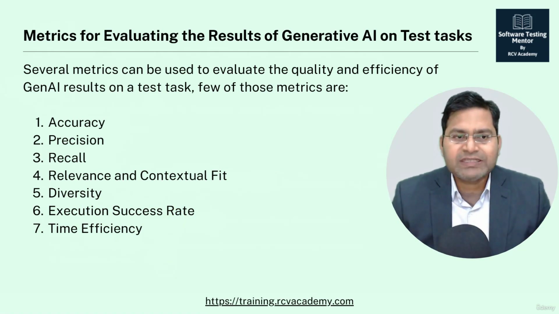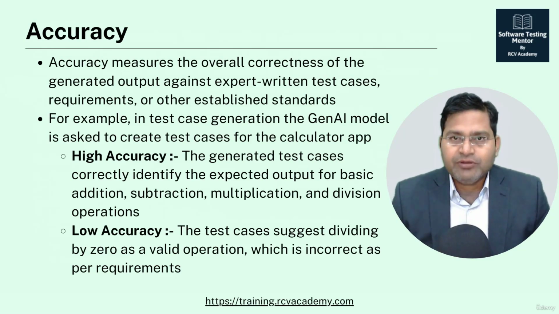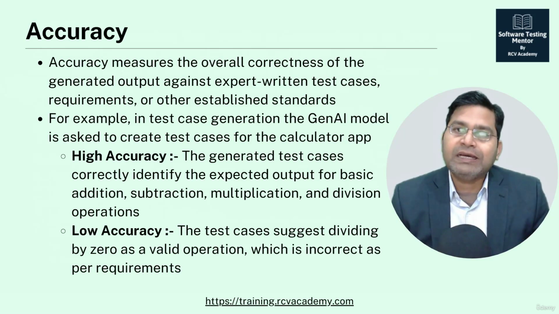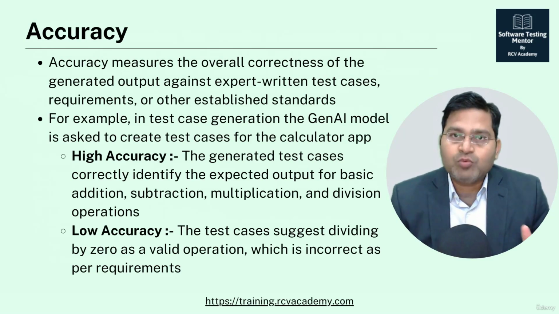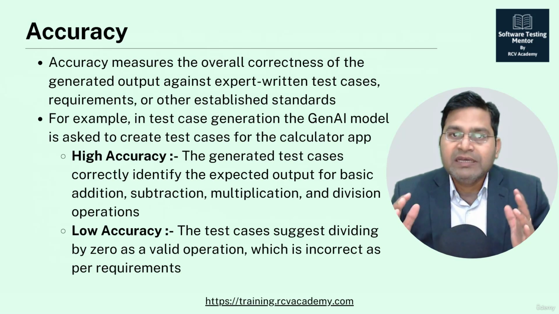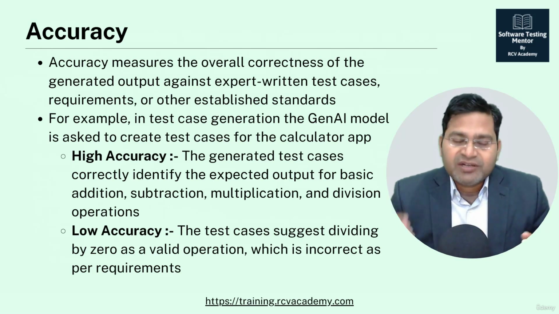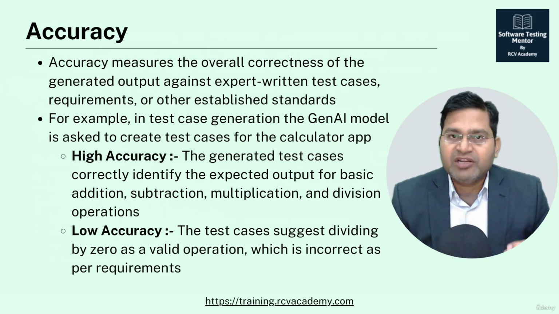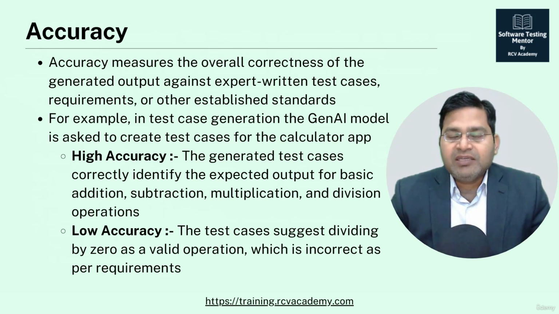So let's understand what exactly accuracy is all about. So accuracy measures the overall correctness of the generated output against expert written test cases. Whatever expert written requirement, whatever format you have, whatever quality of test cases you have, or established standards of documentation you have for the testing team, is the output generated by the generative AI for your testing tasks of similar quality, better quality, or bad quality?